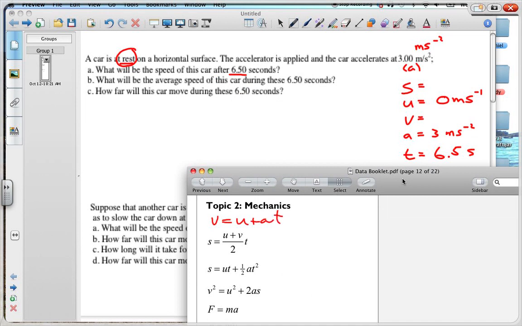Now, look at what we've got to find. We have to find our V, our final velocity. The speed and the velocity are the same thing because it's going in a straight line. So we have our initial velocity, we have our acceleration, and we have our time. So we're actually going to use this formula over here. So I'm going to get V is equal to U plus AT.